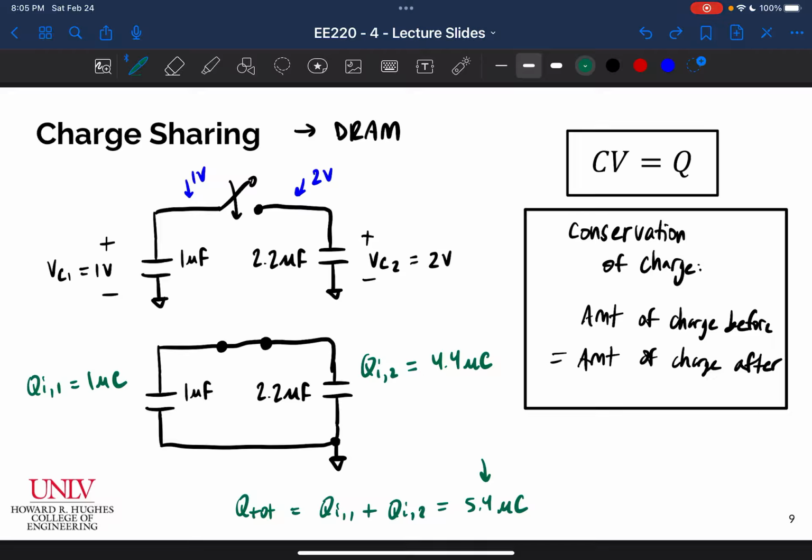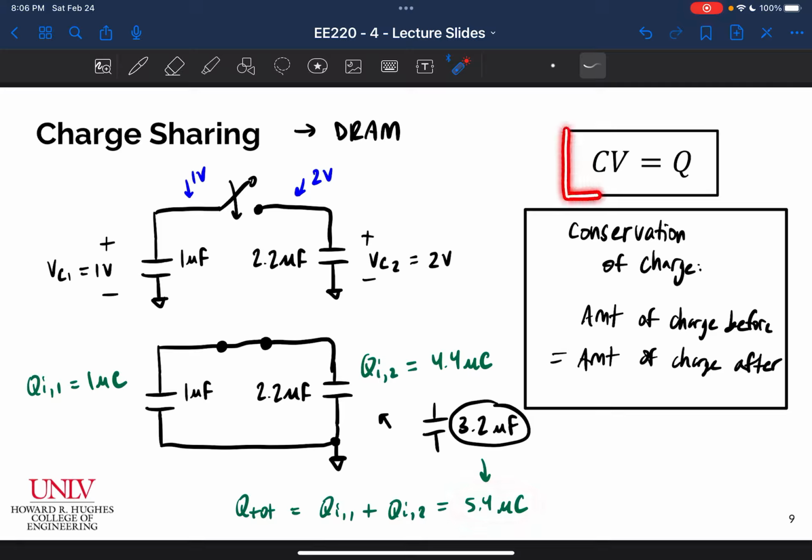Okay? And so if I close the switch and I have these two capacitors in parallel, what I'm left with is a new equivalent capacitance. My new equivalent capacitance here could be replaced by a single capacitor. If we remember from the previous lecture on series and parallel equivalence, I can just add these two values. So this new equivalent capacitance is just 3.2 microfarads, right? Well, I know that my new capacitance is 3.2 microfarads. I know the total amount of charge is supposed to be 5.4 microcoulombs.